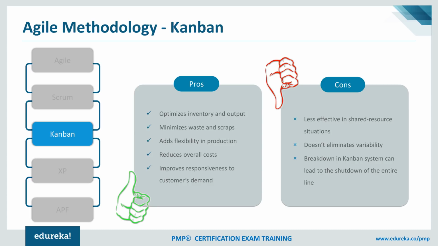The con is that it's less effective in shared resources situations, because if your resources are shared amongst different teams or projects, then it becomes difficult to apply. Variability is not eliminated. The focus is more on lead time reduction and cycle time reduction. However, for variability in the process, you would need to apply Six Sigma and stabilize the process, but that could be done once you come across any such challenges, because we talk about continuous improvement. Also, a breakdown in a Kanban system can lead to shutdown of the entire line. So it's very important that we define the WIP, work in progress limits, properly.